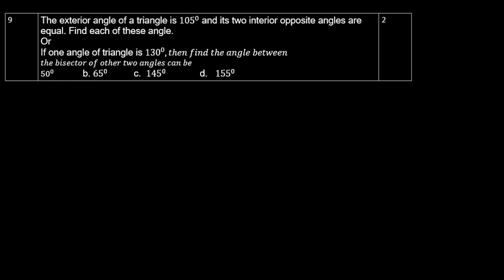So better I will draw one diagram. So I will draw a triangle. Let us say this is triangle A, B, C, and here I will mark point D, and this angle is the exterior angle and its measure is given 105 degree. So the exterior angle of the triangle is 105 degree and its two interior opposite angles are equal.